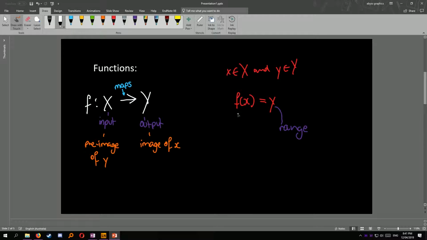So we have value x, we plug it into the function, and the result of plugging into the function will equal y. Now a function can equal something like x plus 1. That's all it is. So you get x plus 1, the result of that is y. Very simple.